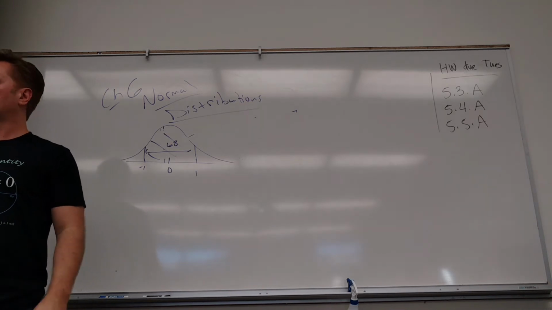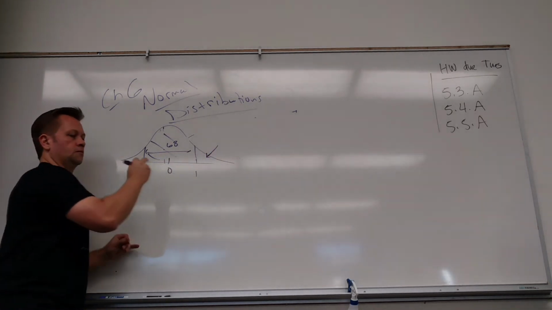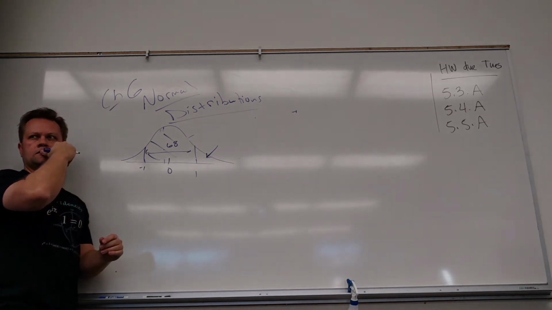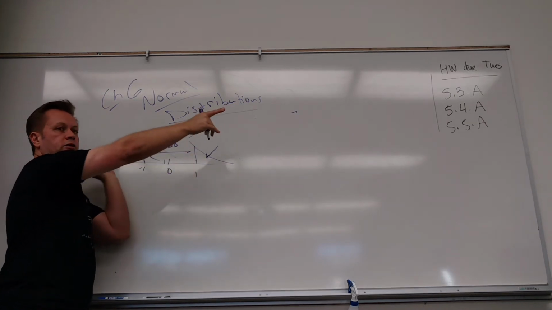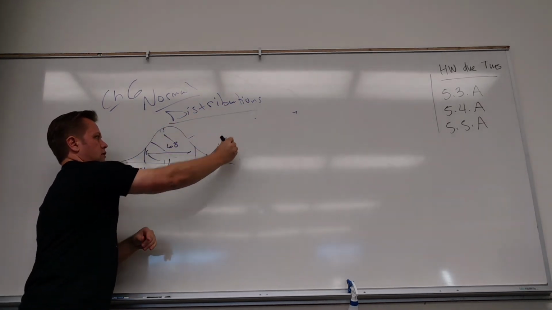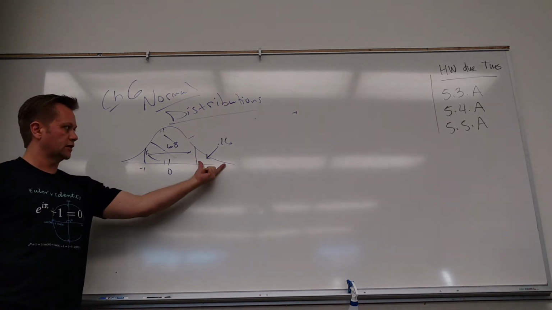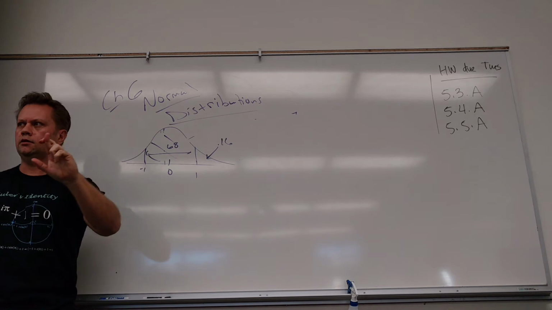So remind me, what area would this be then? 68% is inside, so how much is outside? 32%, so half of 32 is 16. Now, does that make sense? That's a small little piece, so that makes sense.